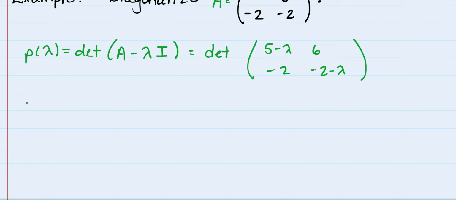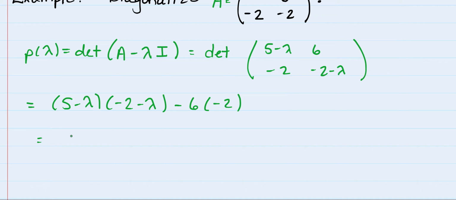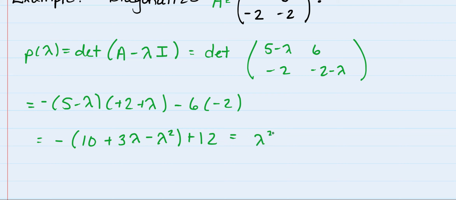Okay, let's take the determinant, which is 5 minus lambda times -2 minus lambda minus 6 times -2. I'm going to pull out this negative here, make all of these positive. So we get -10, a 5 and a -2 makes a +3 lambda, minus lambda squared plus 12. So we get a lambda squared. If I distribute this negative, a -3 lambda and a +2.